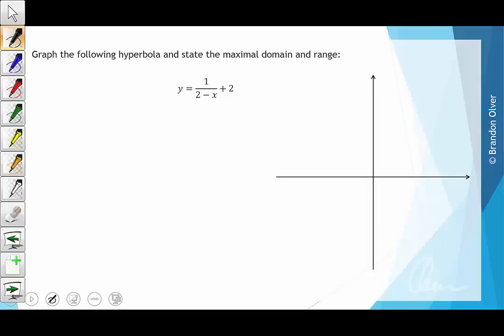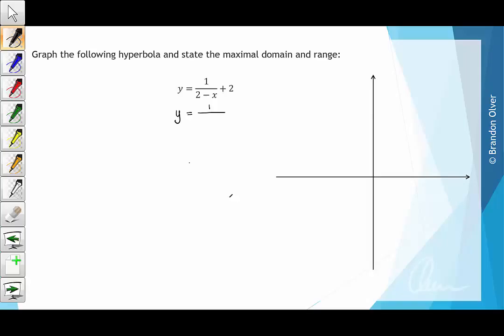In this video, we'll graph the hyperbola y equals 1 divided by 2 minus x, plus 2, and we'll state the maximal domain and range for the function. So the first thing we can do for this is get it in a slightly better form so that we know exactly what's been transformed.